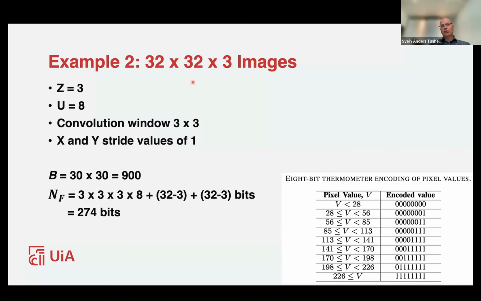This is typically the case for CIFAR-10 datasets with three channels. Also here, we encode each pixel value with 8 bits, like shown here in the lower right corner. So this is also to get a kind of level representation for the value. One can use a different number here, of course, but you cannot easily just put this pure binary value there. You need some range or level indication. A convolution window of 3 by 3 is applied here, and stride values of 1. Then for this case, we need to process 900 patches, with 274 feature bits, and thereby 548 literals.